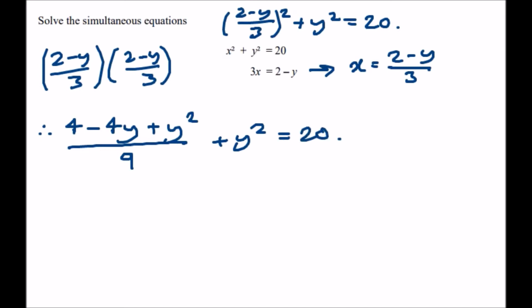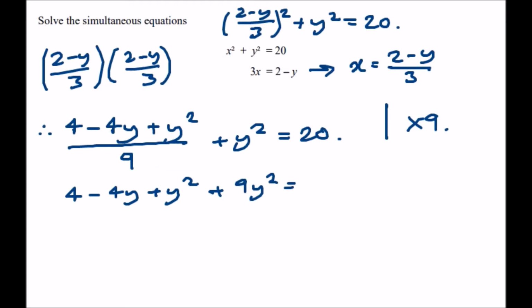Okay, now what do we do from here? First things first, you want to clear the fractions. You want to get rid of the 9. And to do that, we need to multiply all of this side by 9. Times by 9 means this will cancel, so we're left with 4 minus 4y plus y squared. And now we times these guys by 9, so we only get plus 9y squared equals, and 20 times 9 is 180.